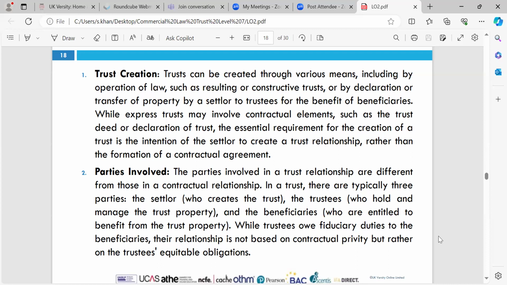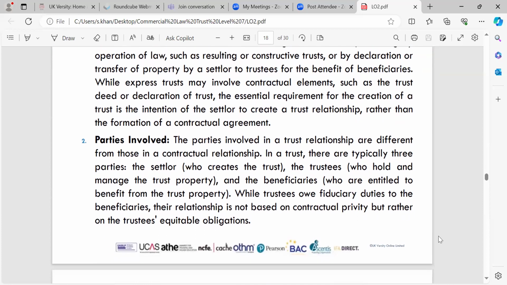Deed or declaration of trust: the essential requirement for the creation of a trust is the intention of the settlor to create a trust relationship, rather than the formation of a contractual agreement. Parties involved. The parties in a trust relationship are different from those in a contractual relationship. In a trust, there are typically three parties: the settlor who creates the trust, the trustee who holds and manages the trust property, and the beneficiaries who are entitled to benefit from the trust property.